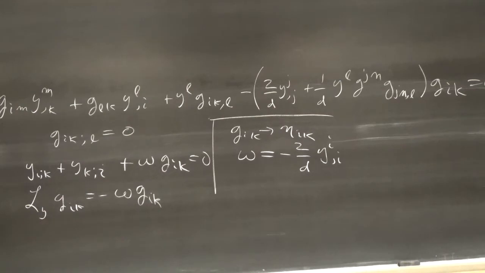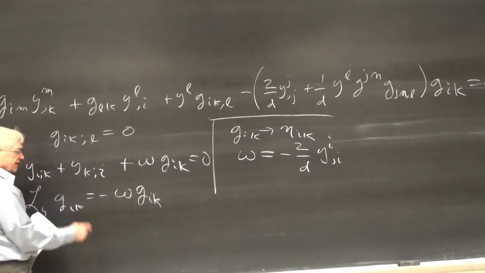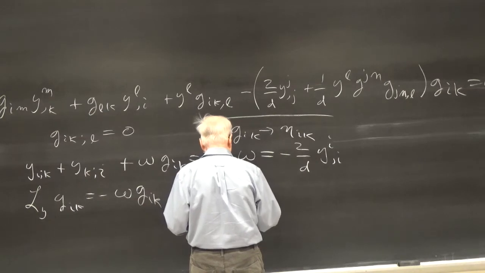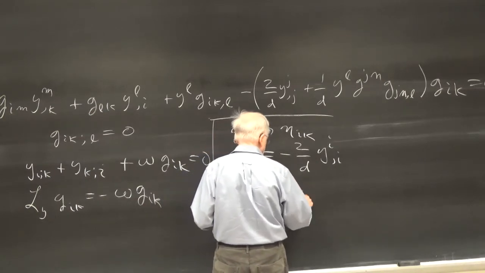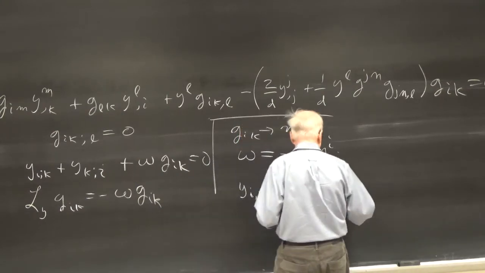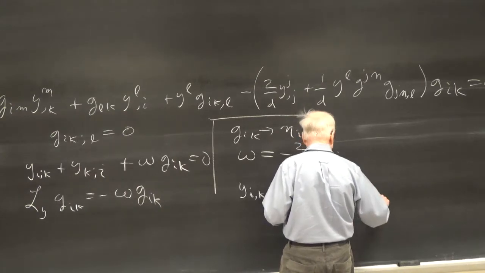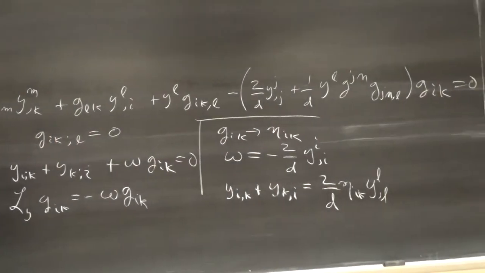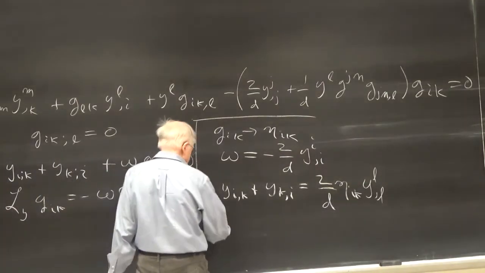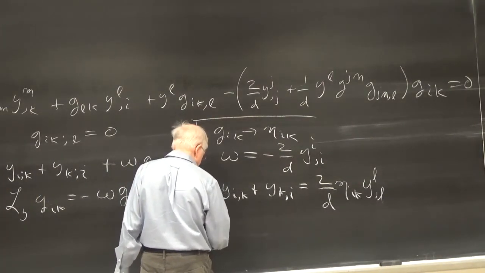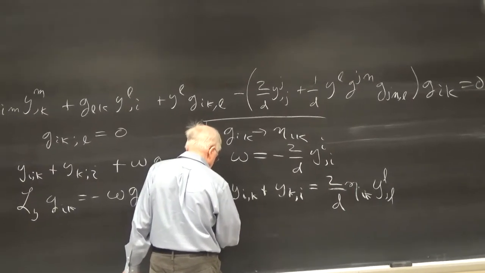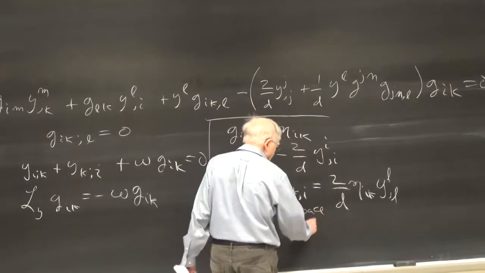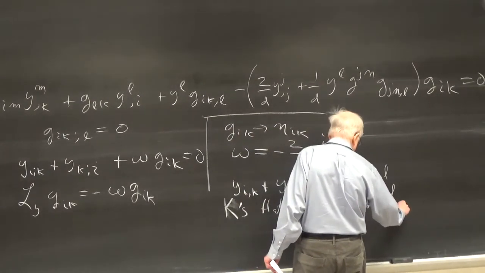And then in flat space, covariant derivatives become ordinary derivatives, and so this equation, Killing's condition, becomes simply Y,I comma K plus Y,K comma I is 2 over D eta I,K Y,L comma L. So this is Killing's flat space conformal condition.